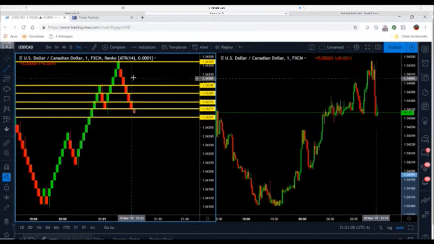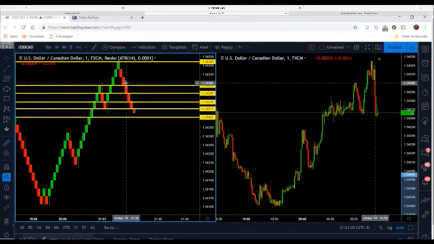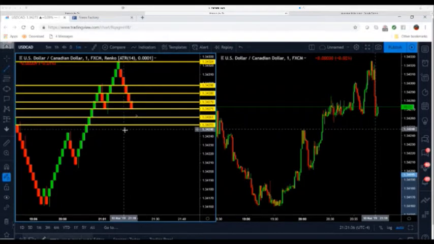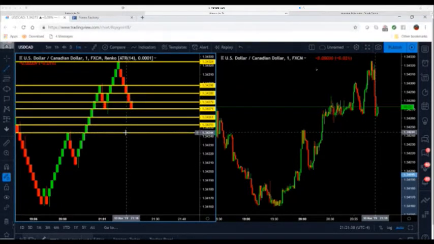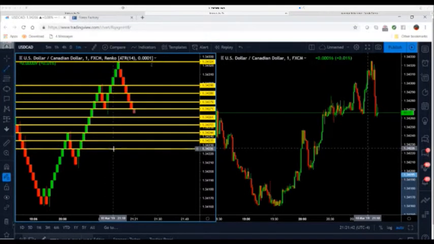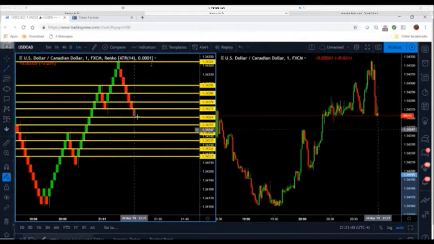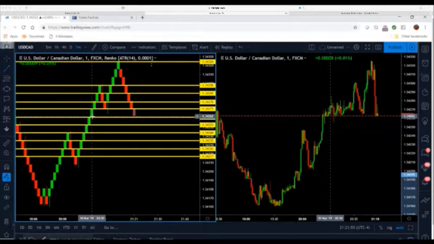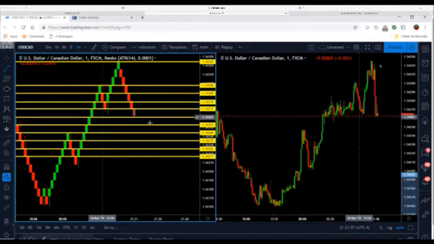It only cares about price. It doesn't care about anything else. So equivalent to every single brick. You want to know, when will it get to the next brick? So this brick can be 40 pips, 30 pips, 20 pips. As long as it's equivalent to the next brick, the brick next to it, that's all it cares about.